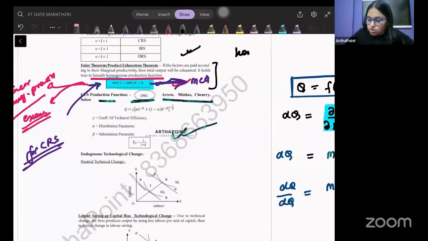It should be homogeneous of degree 1. That means it should have constant returns to scale. Then this equation will hold true.